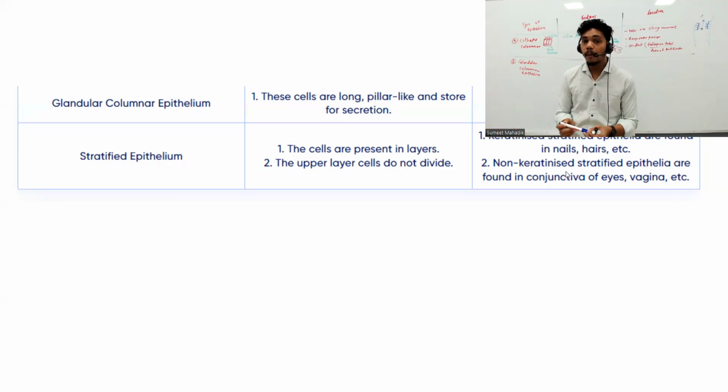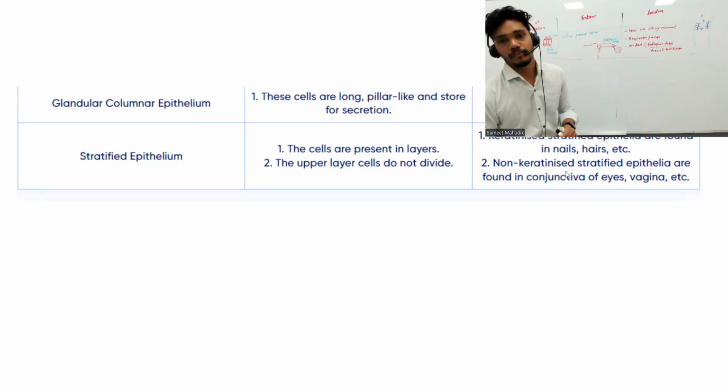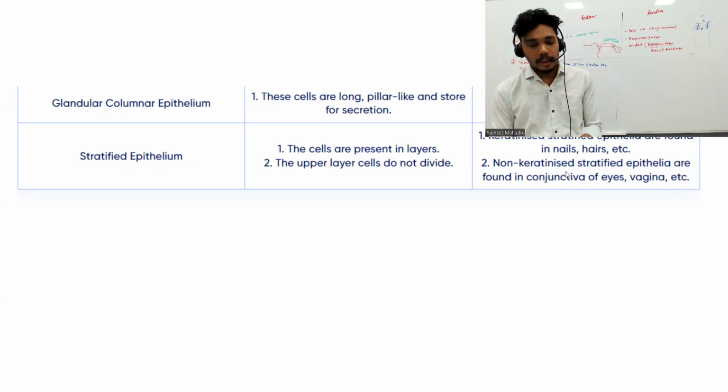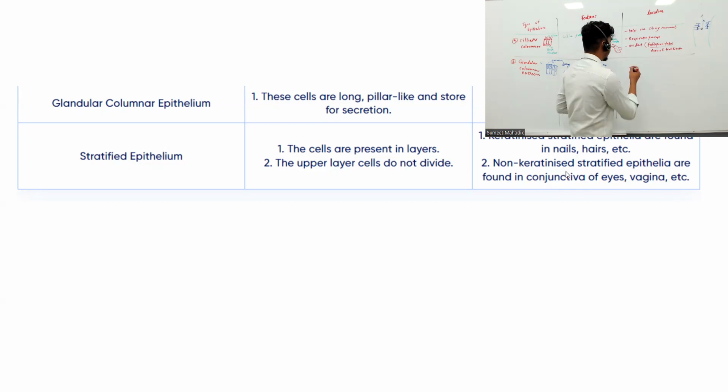So these cells are long, pillar-like, and a store for a secretion. They are long, pillar-like structures for secretion. More secretion can be done with the glandular columnar cell. See, they are glandular. See, this is a cell. They have a gland-like structure here. So they can secrete from this cell. All types of exocrine gland. They are exclusively found in exocrine glands.